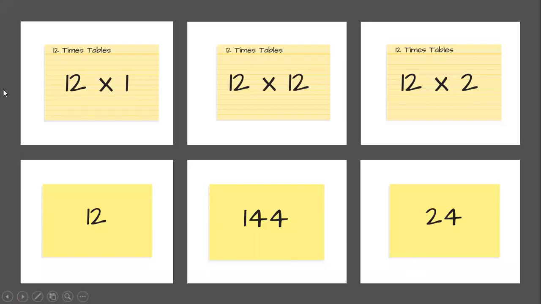Okay, so for example, here's how it looks. 12 times 1 on one side, the answer is on the other, 12. 12 times 12 on one side, 144 is the answer. 12 times 2 on one side, 24 is on the back. Have them create the cards, because by creating it, they learn it.